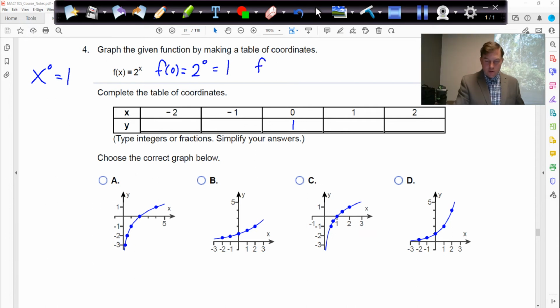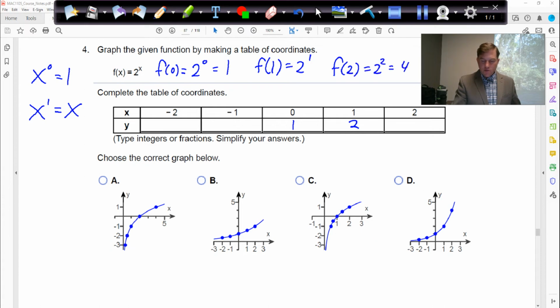Then we try 1. When x is 1, we get 2 to the 1. Any number to the 1 is itself. So 2 to the 1 is 2. And then we try 2. f of 2 would be 2 to the 2, which is 2 squared, which is 4. So we get 4. And what we notice is these numbers are doubling. So if x was 3, we would get 8, and so on.